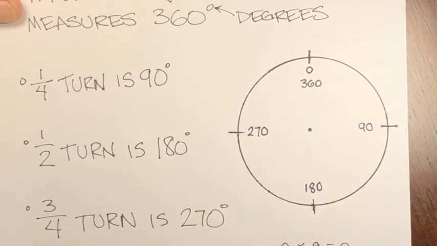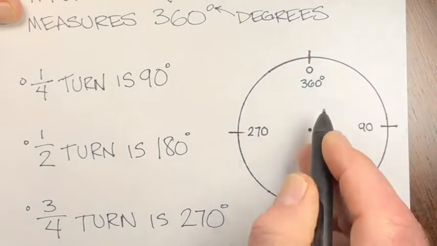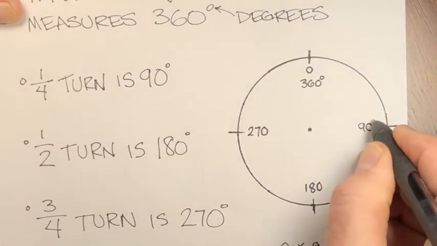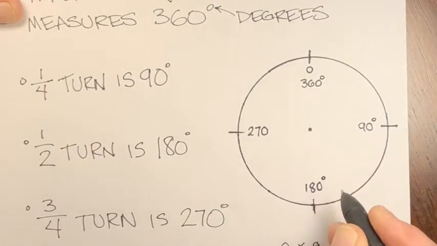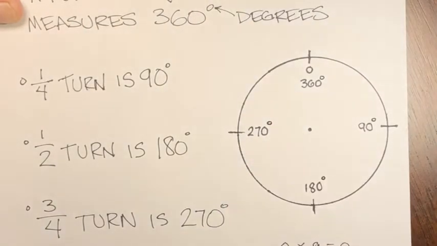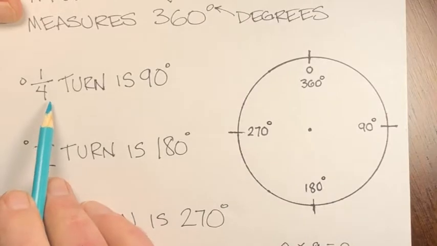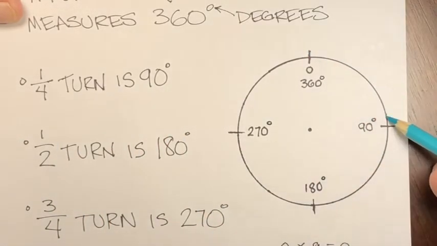360. And I forgot to put the little symbol of degrees. I'll go ahead and put that now. So this is 360 degrees. This little round circle is the degrees symbol. 90 degrees, 180 degrees there, and 270 degrees there. Okay, so 1/4 of a turn is 90. So 1/4 would be from there to there. That'd be 1/4 of a turn.